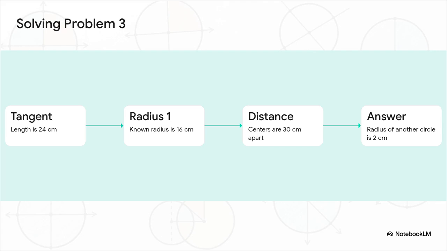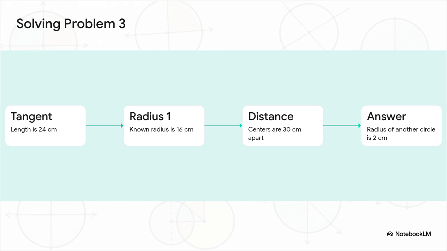The absolutely crucial point is recalling the transverse common tangent formula. It's the square root of the distance squared minus the sum of the radii squared. We set our known 24 equal to the square root of 30 squared minus the square of (16 plus our unknown radius). By squaring both sides to remove that pesky root, we get 576 equals 900 minus that radius bracket squared. Rearranging this algebraically gives us the radius bracket squared equals 324.